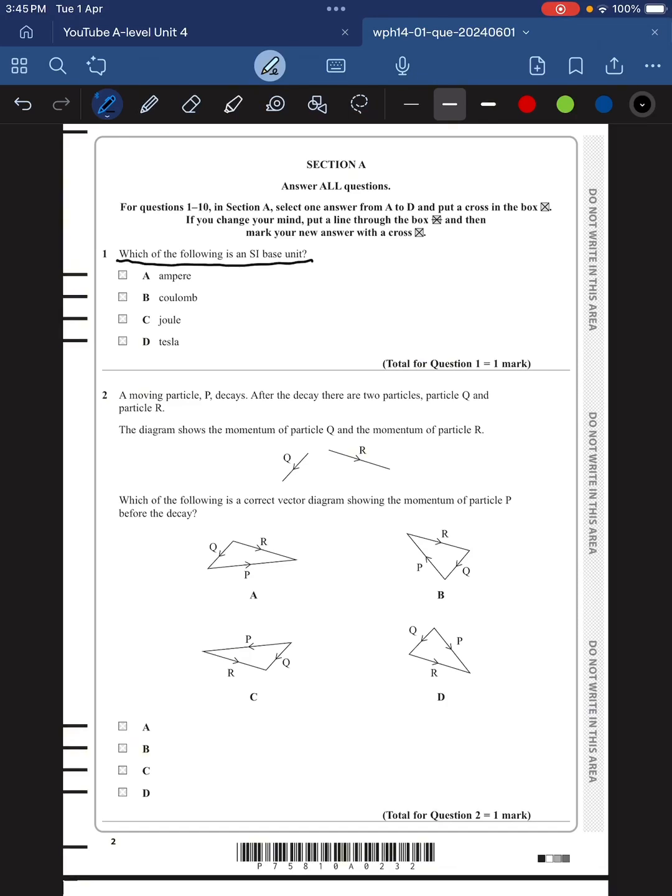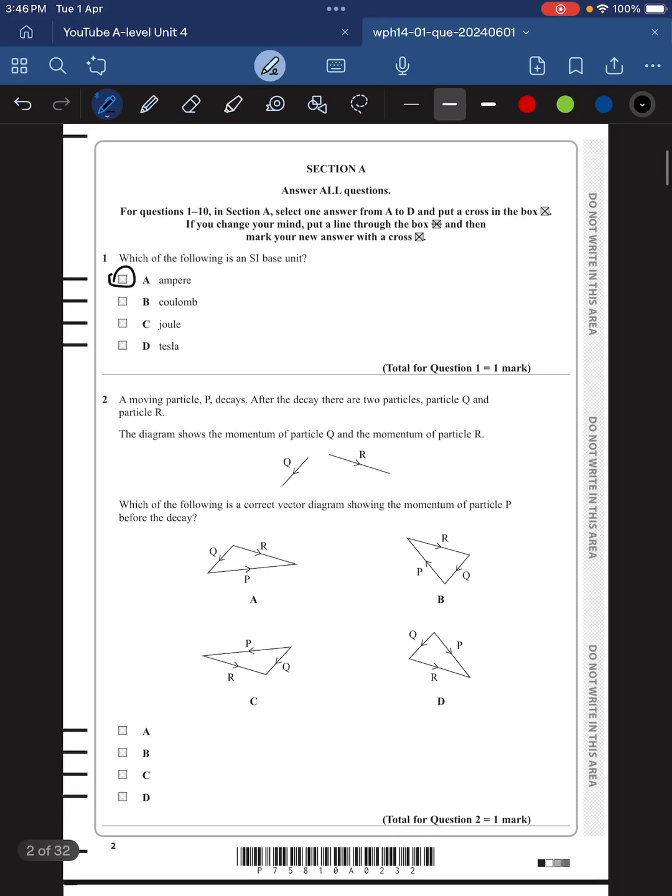Which of the following is an SI base unit? So base units cannot be decomposed into other units. So the only answer that makes sense here is A, ampere, because the base unit for current is a base unit that you use to build other units.